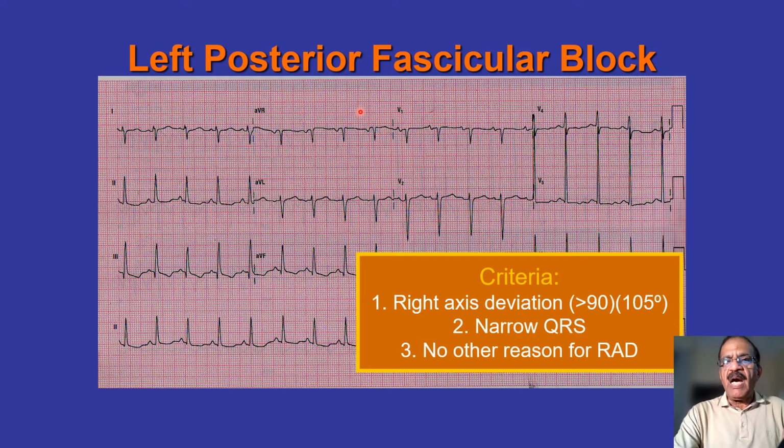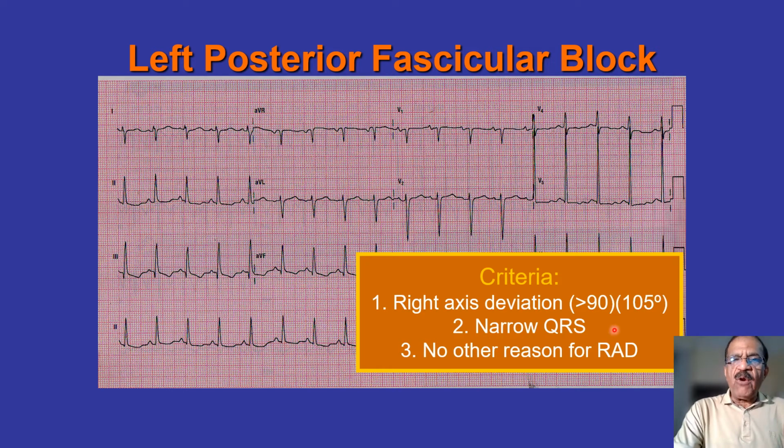The criteria are more or less similar, except that you have to demonstrate that there is a right axis deviation. Like in the left anterior block, first you have to demonstrate there is a sinus rhythm. Then you have to demonstrate that there is a right axis deviation. If you take 90 as a cut point, anything more than 90 would be classified as a right axis deviation. Some authorities use 100 as a cut point, but in this case I calculated the axes are plus 105. So there is right axis deviation, whichever criteria you use.